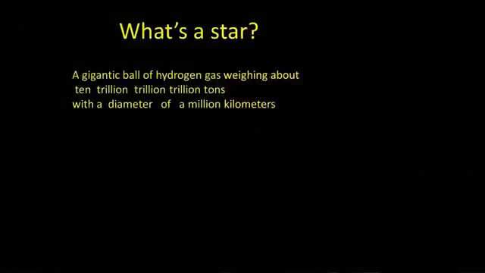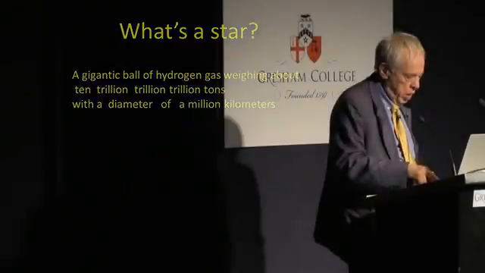So basically, it's just a gigantic ball of hydrogen gas. Here's the weight of our sun, roughly 10 trillion tons. Its diameter, about 1 million kilometers. So that's what we measure for the sun, 96 million miles away. And why does it stay there?